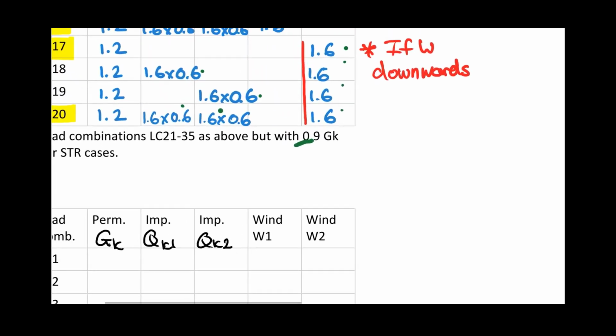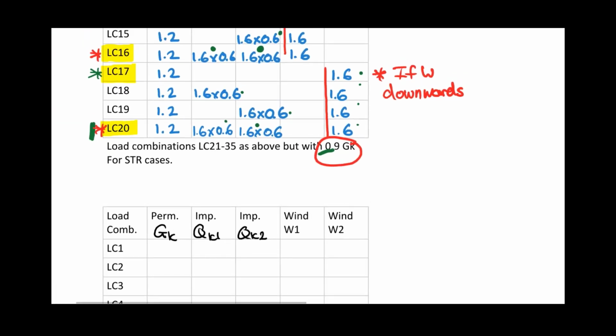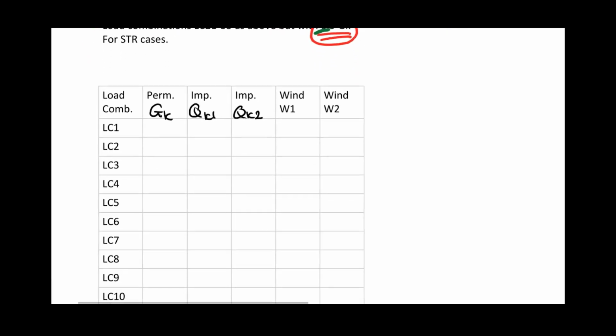The case with the favorable imposed load, that should be 0.9 G, not 0.9 Q. So just quickly update your calculations. That is the correct value here. We are adjusting that column. Now we're going to go on to the SLS loads.